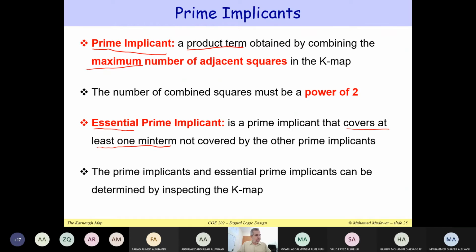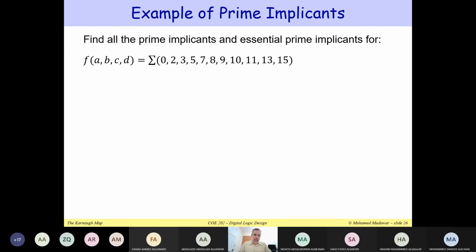I'm going to give you an example to make this very clear. Right. So here's an example. It's a function of 4 variables, A, B, C, D. And all of these are the minterms, which are listed in the sigma notation. So the question is to find all the prime implicants and all the essential prime implicants. This is the question.